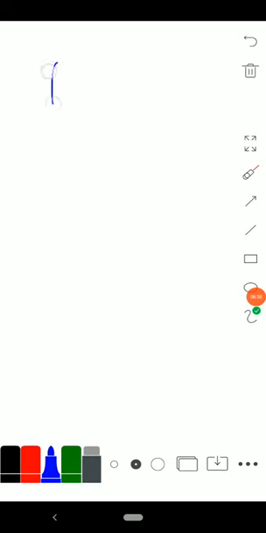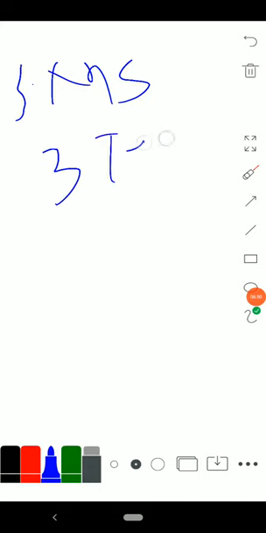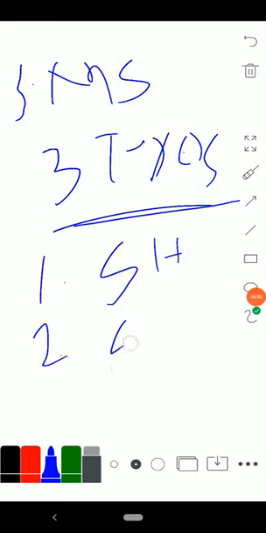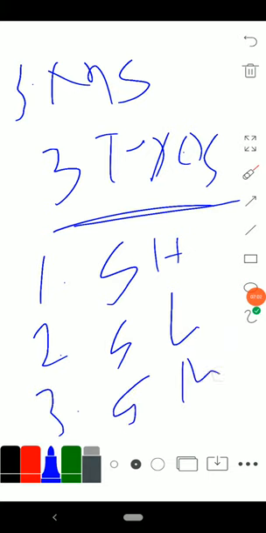Now the market structure, the third one. If you are talking about market structure, we have three types of structure. Sorry for my handwriting. Number one, we have the structural high. Number two, we have the structural low. Number three, we have the structural range.